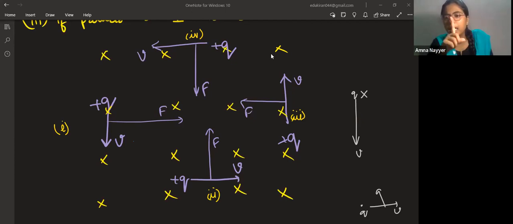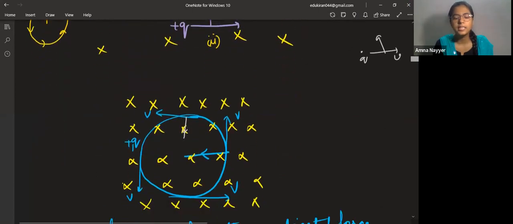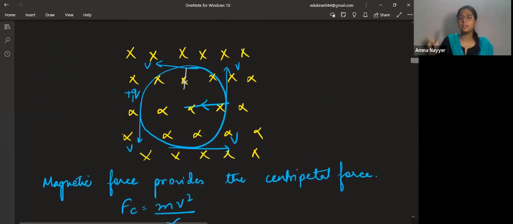Now, do you notice something? All the force is pointing towards the center only. And ultimately, if the charged particle is forming a circle, the force will be centralized. It will be pointing towards the center. This is the part of the particle that will come. It will keep on moving. If you keep on changing position, it will be directed towards the center. Now, you have a force that is directed towards the center. We call it centripetal force.